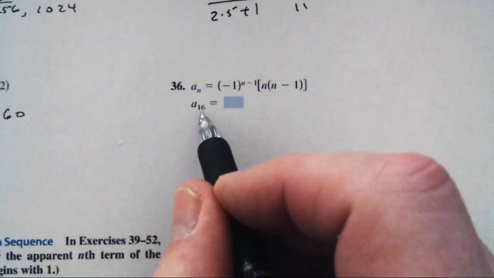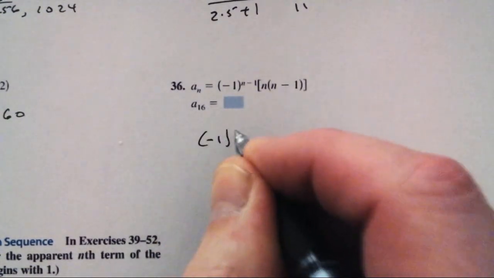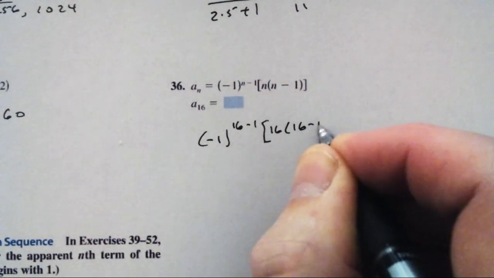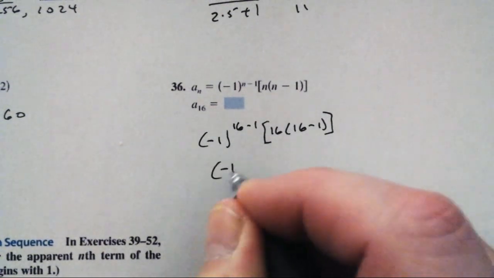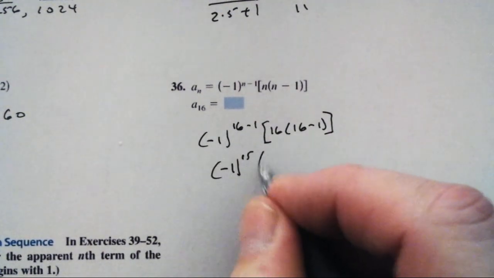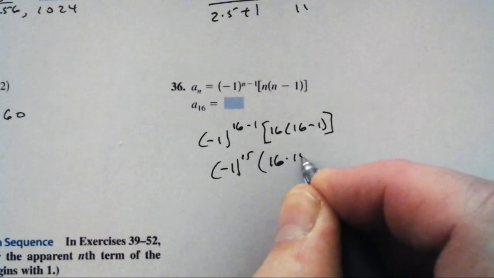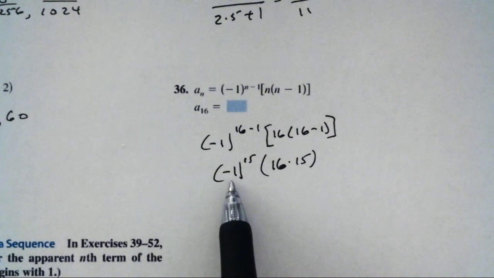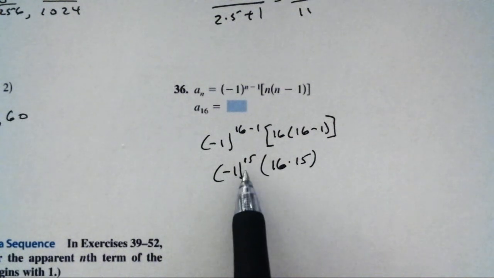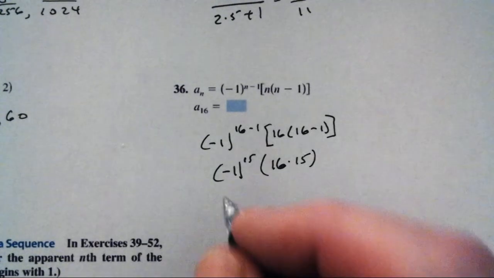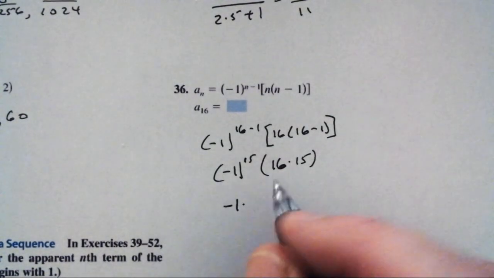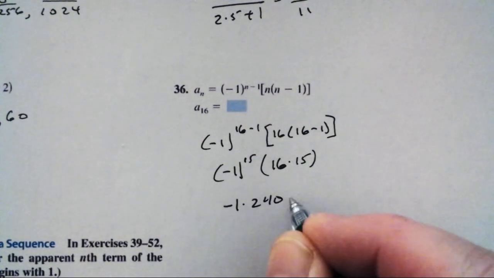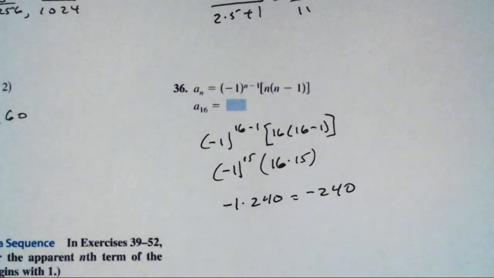And in here, when a is 16, this becomes -1 to the 16 minus 1 times 16 times 16 minus 1, or -1 to the 15th times 16 times 15. This is what I refer to as a toggle switch. It's like a light switch. It's either on or off. It's either 1 or -1. In this case, 15 negatives gives me a -1 times 16 times 15. Let's see, that's 160 and 80, 240. So we get -240.